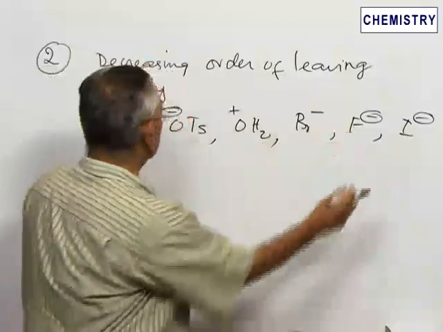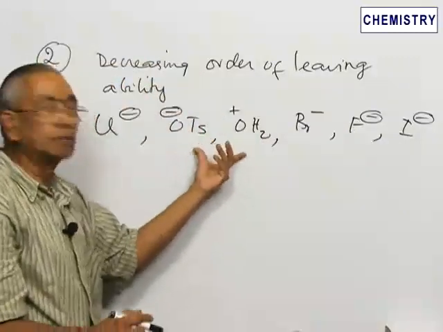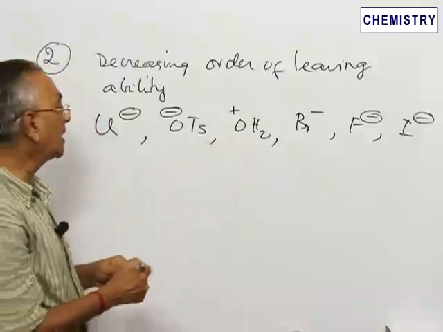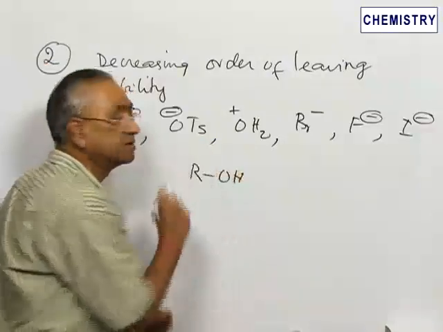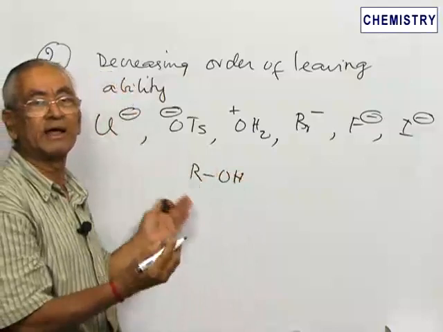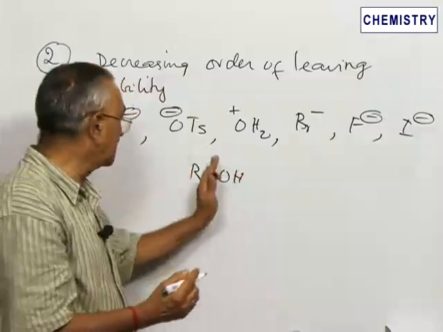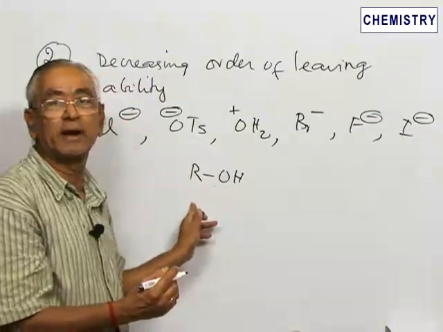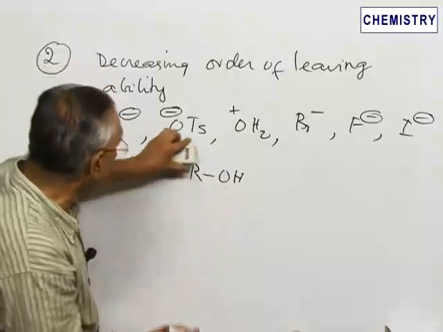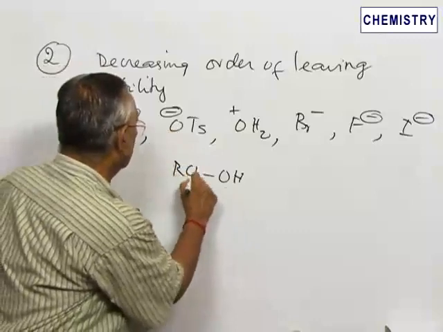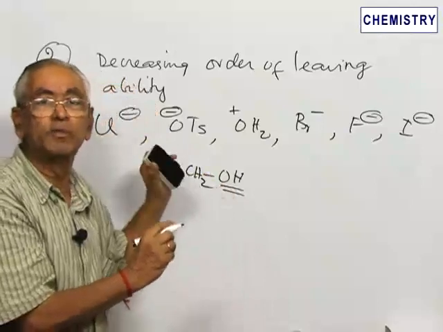Among these various groups, these four are halides and these two are groups that are attached to an alcohol. The important point to be remembered in this connection is, normally when we have an alcohol, assuming it is ROH, whatever be the R, it may be an alkyl group or aryl group, this will be OH, whenever it contains an OH. Of course, when it is directly attached to an aromatic ring, it is known as a phenol. So when it is attached to a CH2, we can even write it as RCH2OH. So OH is a very poor leaving group. The leaving ability of OH is very poor.